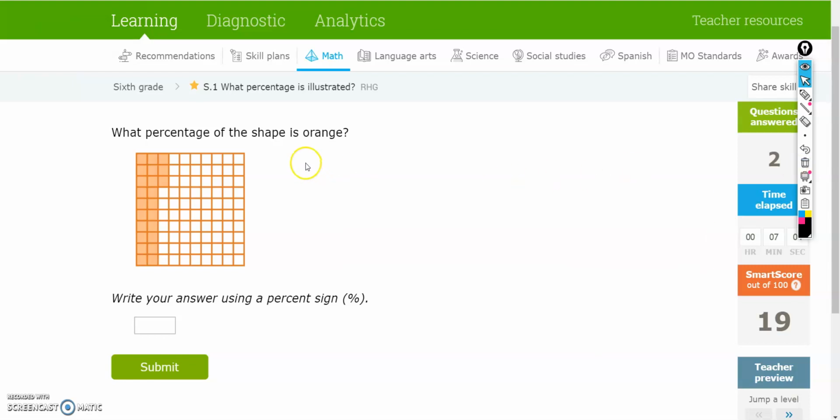This one we have 10, 20, 3, so that's 23%. Okay, you know that there's 10 sections, and there's 2 that are white, so 10 minus 2 is 8, so there's 80%.